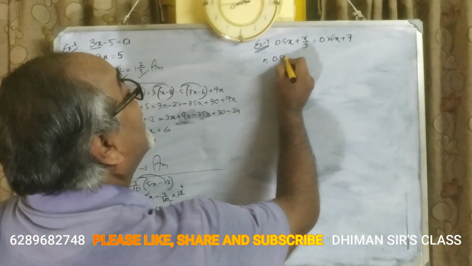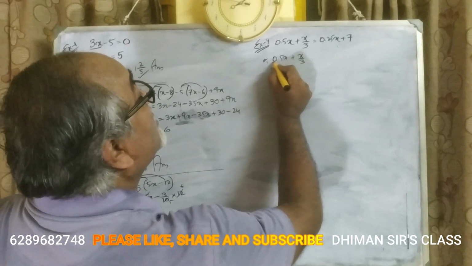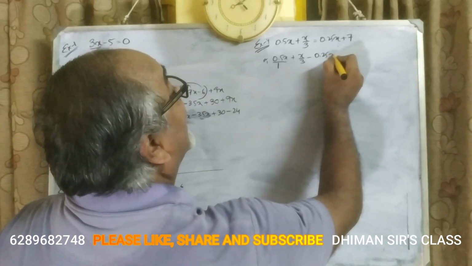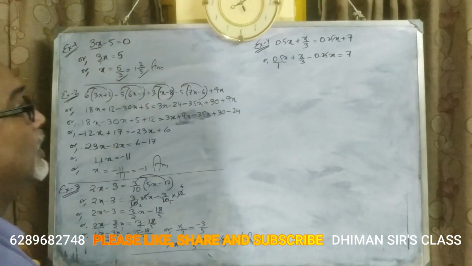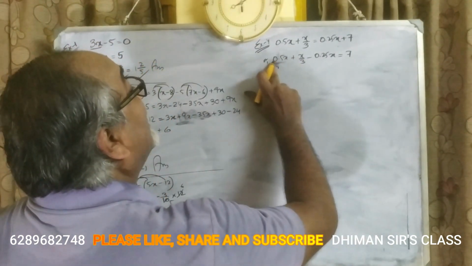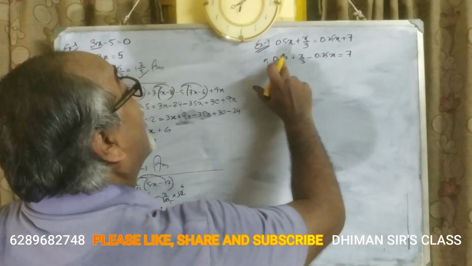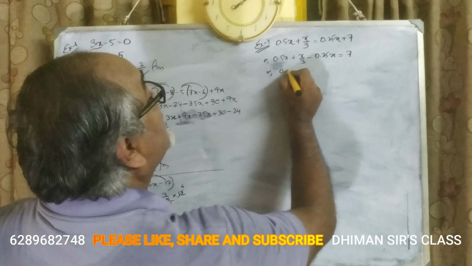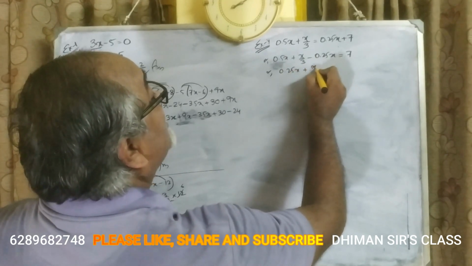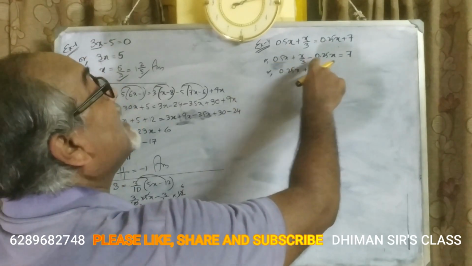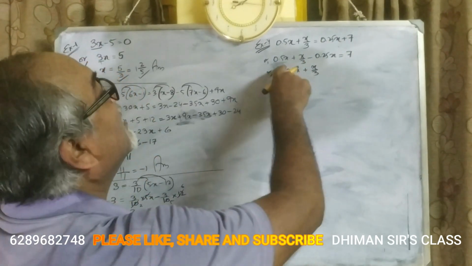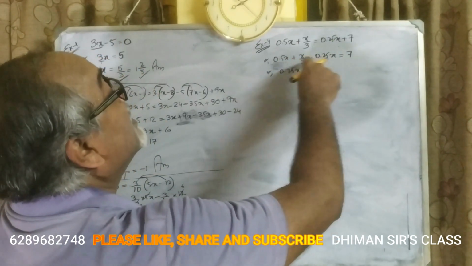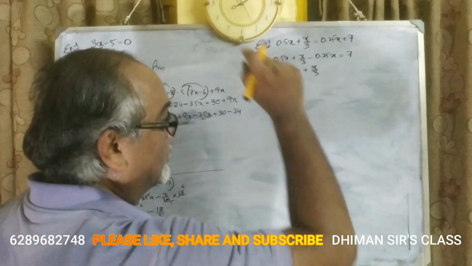So 0.5x plus x by 3. There is no denominator, let it be 1. Then this becomes minus 0.25x is equal to 7. So do one thing. Instead of doing this, first 0.5 minus 0.25, it becomes 0.25x plus x by 3. 50 paisa minus 25 paisa, we get 25 paisa, isn't it? 0.5 means 0.50, 50 minus 25 is 25, and 0.50 minus 0.25 is 0.25, is equal to 7.